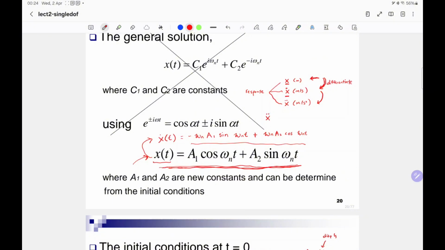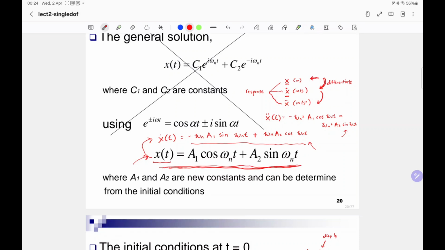So x double dot t is negative omega n squared a1 cos omega n t minus omega n squared a2 sine omega n t. Okay, so if I differentiate this again, I will get this equation.